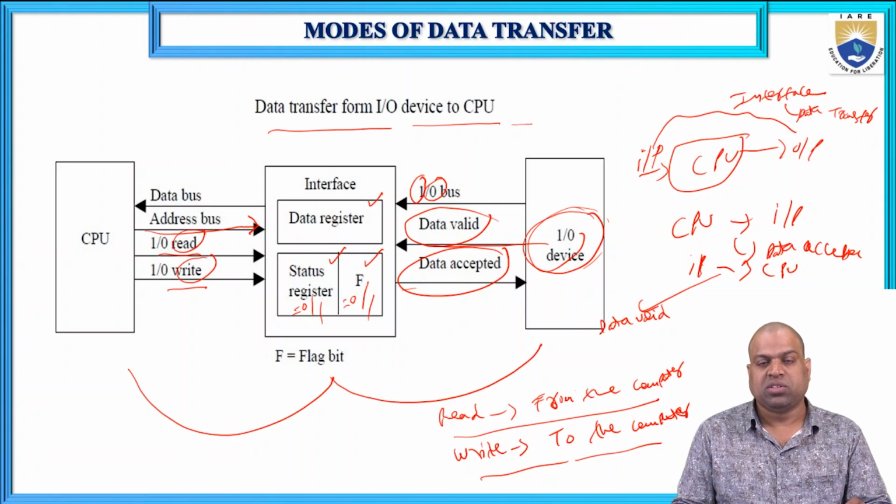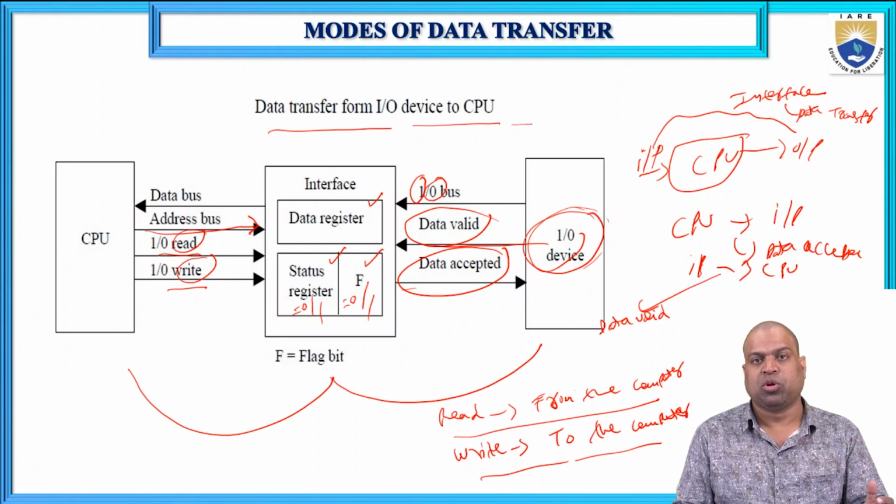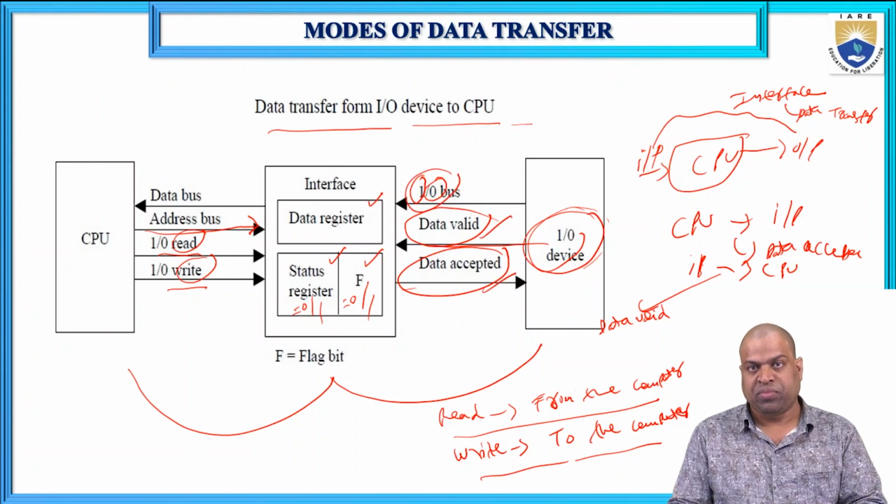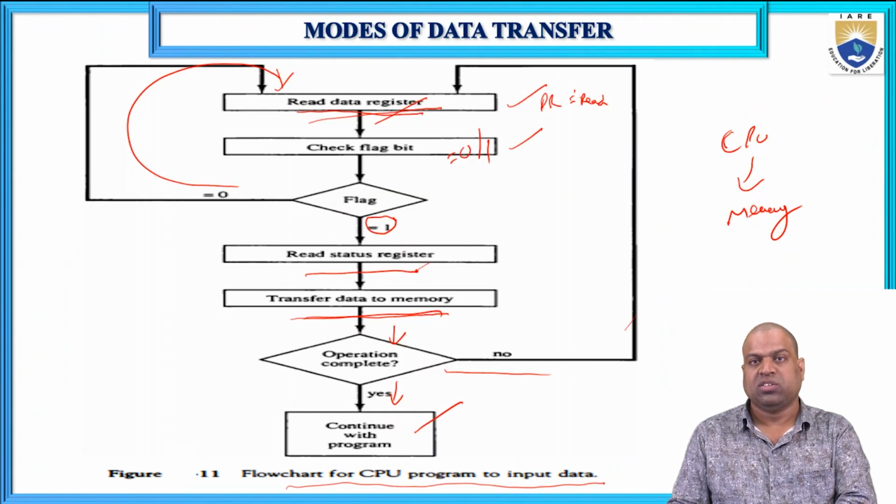So we need a data bus, address bus, input output read, input output write. In the interfacing, what is the use of interfacing? The data transfer between the CPU and input output. That is the data transfer of the interfacing. And the status register and flag equal to 0 or 1. Input output bus, data valid, data accepted. These are the interconnections of data transfer of input output device to the CPU.